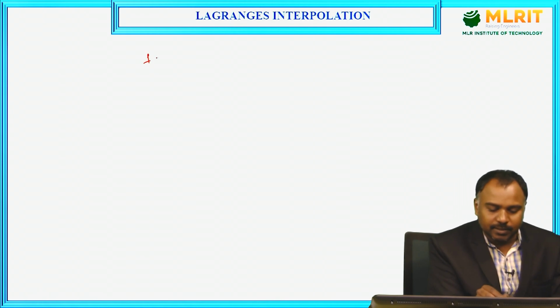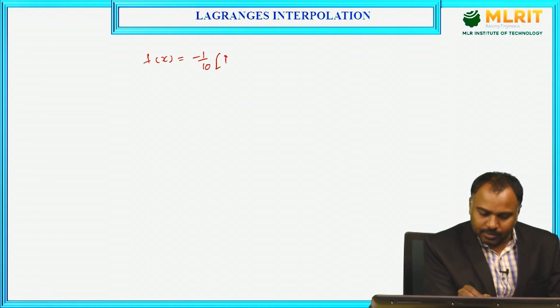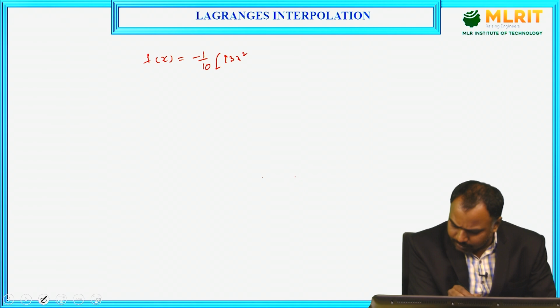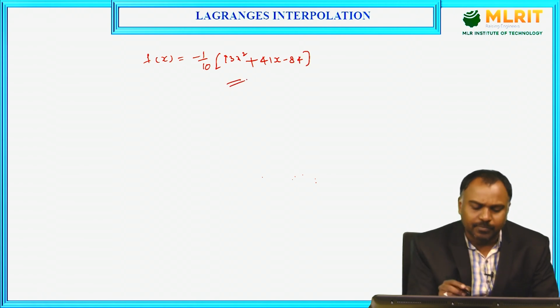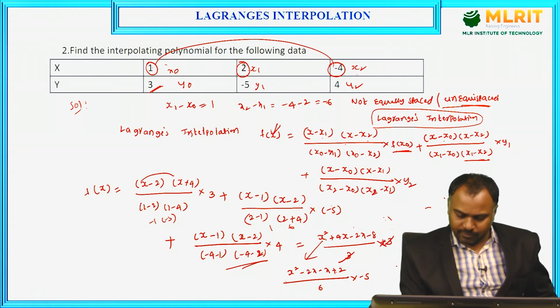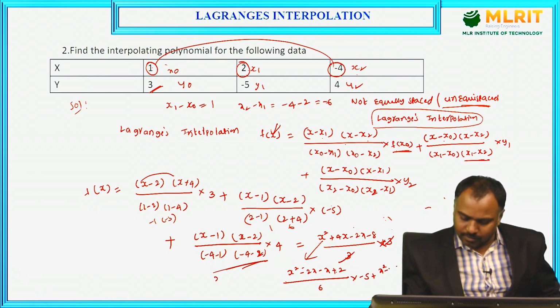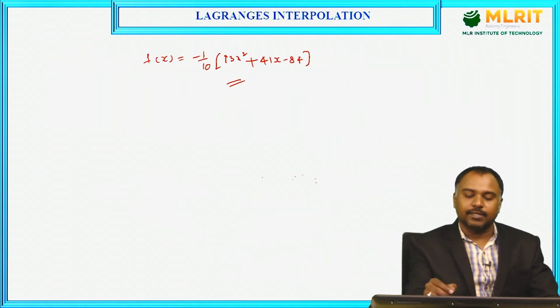You are going to get some polynomial as minus 1 by 10, 13x square plus 41x minus 84. So if you simplify the previous three terms, the first term, second term and third term also, like the third term, x square minus 2x plus 2 divided by minus 5 minus 8 into 4. Like this you simplify, and you are going to get that particular result as the polynomial.